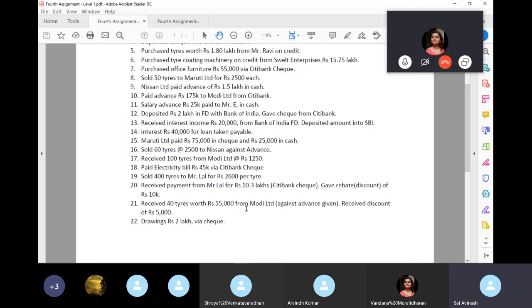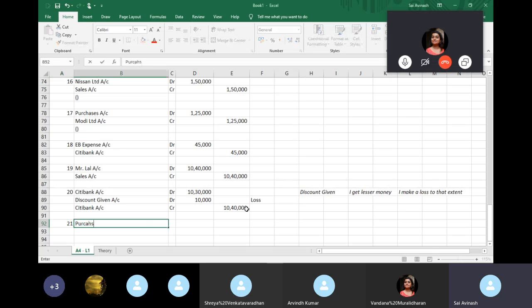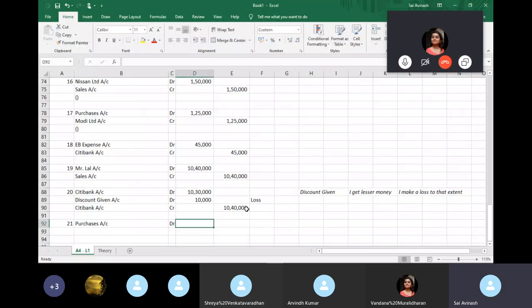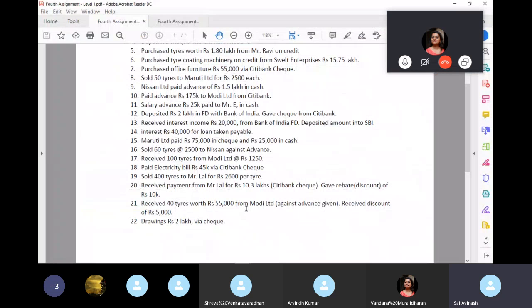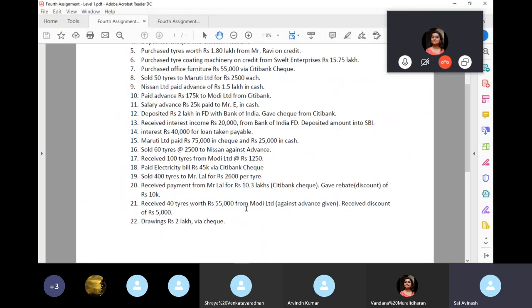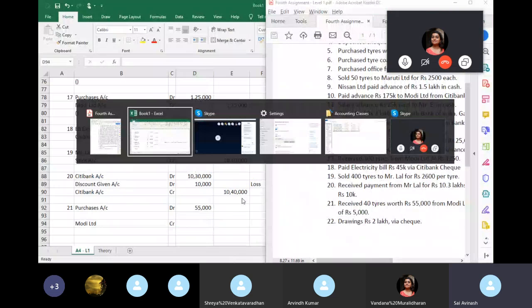So I'm receiving tires. So it's a purchase, right? And I'm receiving tires worth 55,000 rupees. So my debit is worth 55,000. Okay. So Modi Limited is my vendor, increases credit. What amount should I credit? If you notice, I'll keep it this way so that you get a better idea.